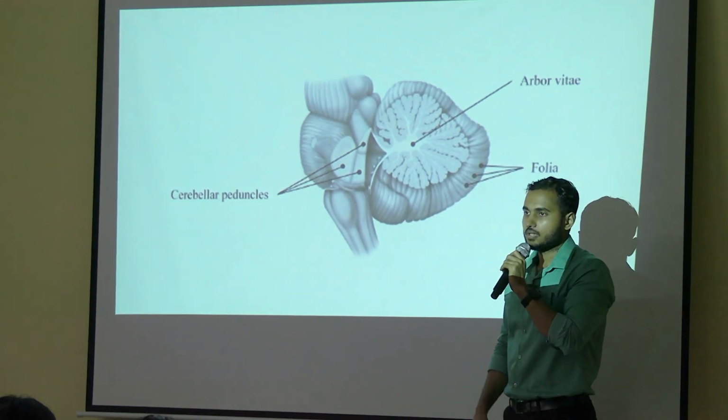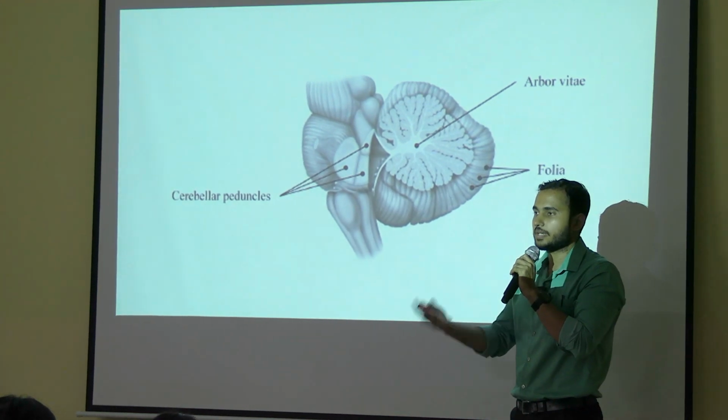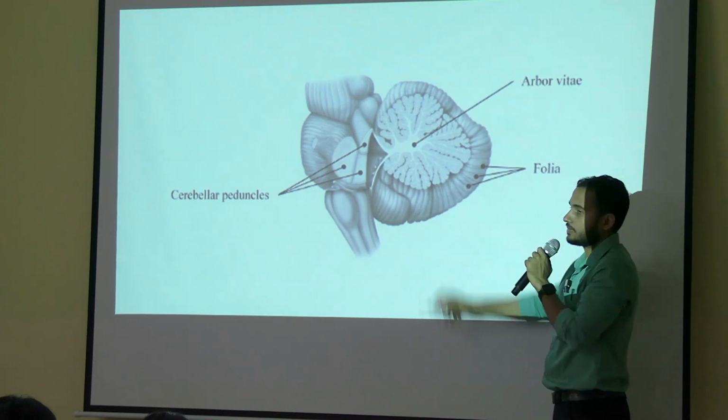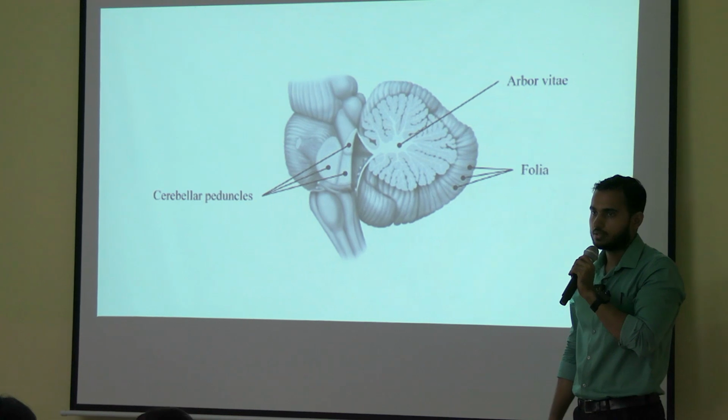Next, ये जो सेंट्रल व्हाइट मैटर है, it is not straight, it is in the form of a branching pattern of a tree. That's why it is called arbor vitae cerebelli. Okay, that is called arbor vitae cerebelli.